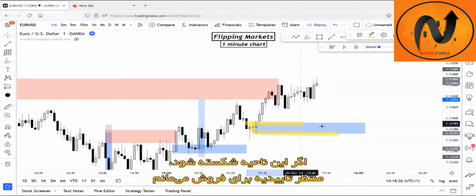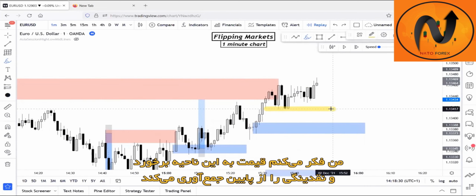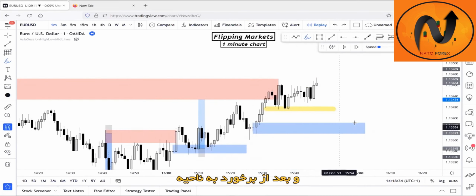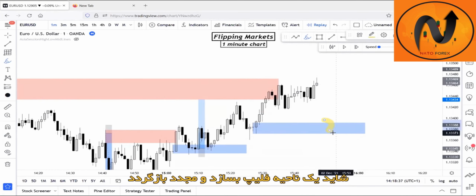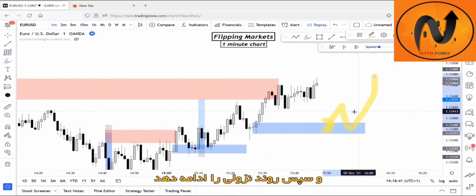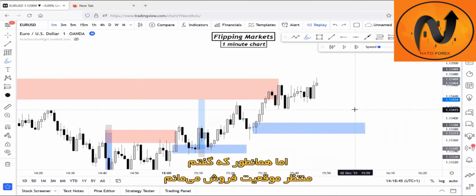So if this zone breaks, I will wait for a short confirmation, but I believe price will tap into this zone and sweep this liquidity on the downside. And after the tap of this zone, it might do a flip or something, or just reverse here and continue the bearish movement. But I will wait for a short trade, as I said.